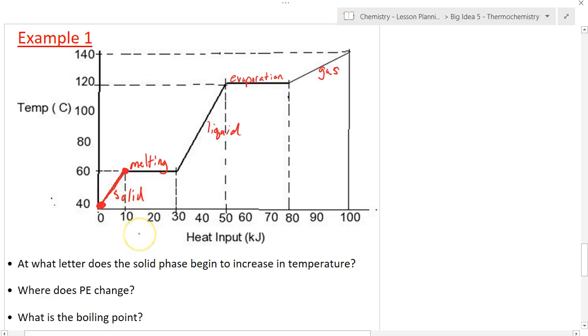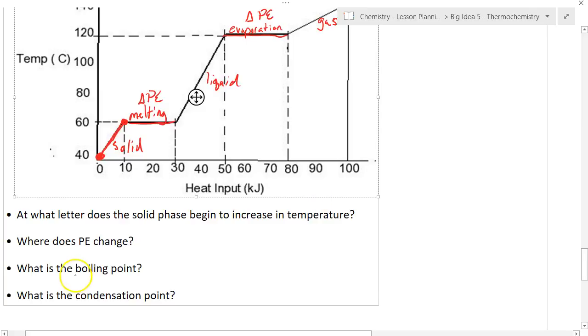Where does the potential energy change? So potential energy changes at any plateau. So whenever there's a phase change, potential energy is going to be changing here, and potential energy is going to be changing here. So whenever temperature is constant and your phase is changing, that's when we have a change in potential energy.